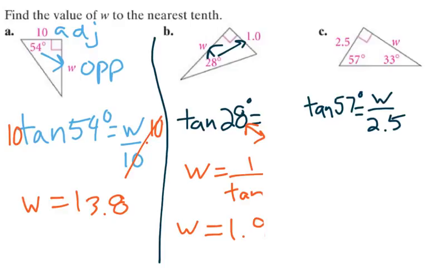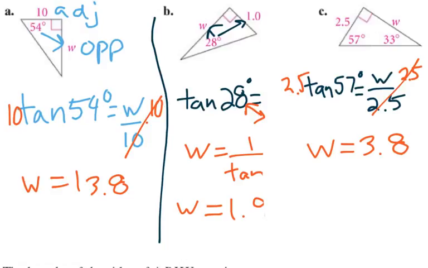Okay? So the tangent of 57 is equal to opposite w over adjacent 2.5. But like we did on the other problems, we multiply by 2.5 to cancel that out. So here we have 2.5 times the tangent of 57. If you work that out, 2.5 times tan 57, we get w is equal to 3.8. Okay? Again, that's how we deal with setting up these equations. You have to make sure you stick to the ratio. Tangent is opposite over adjacent.